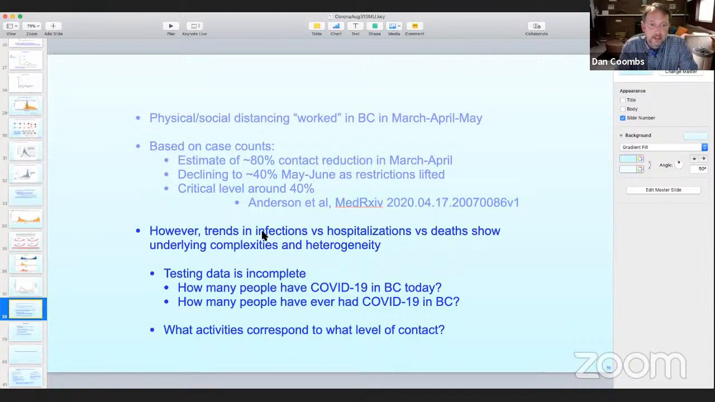And there's no direct linkage between reopening bars or reopening barbers versus levels of contact.